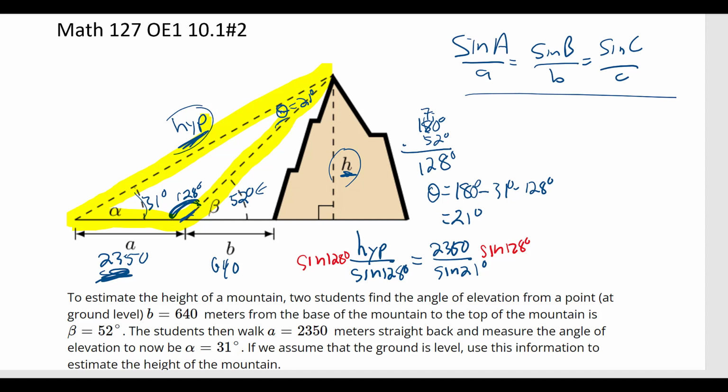And what do we get here? Make sure my calculator's in degree mode. I got 2350 times sine of 128 divided by sine of 21. And I get the hypotenuse to be 5167.38529. Now, my calculator stores more than that, but that helps for now.